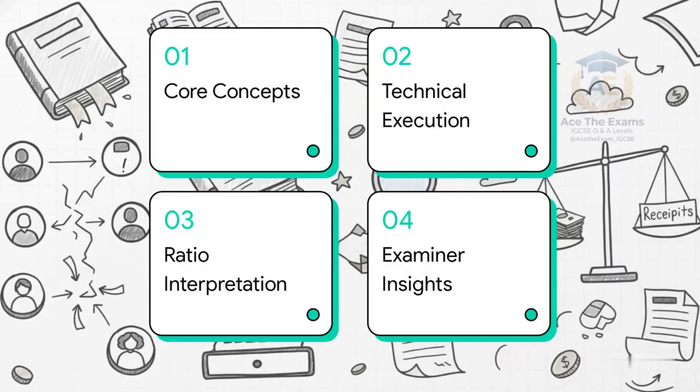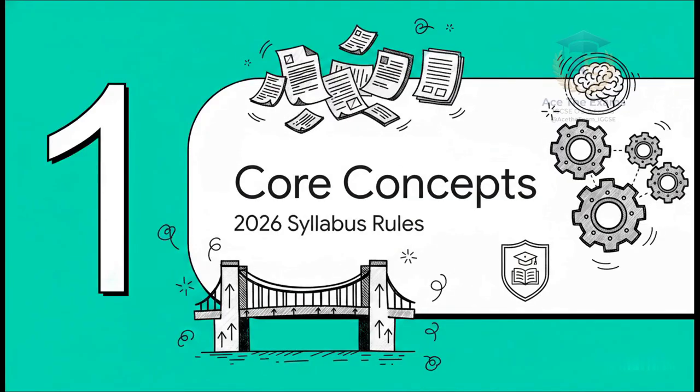We have got a packed agenda for this session. We'll be hitting 1. Core concepts and terminology. 2. Step-by-step technical execution. 3. Ratio interpretation and evaluation. And finally, 4. Crucial examiner insights. All right, let's kick things off with Section 1, focusing on core concepts and the updated 2026 syllabus rules.